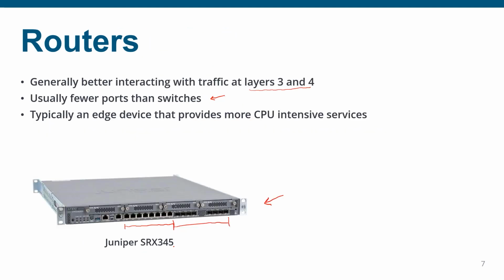However, this router is much more capable at CPU-intensive services, things like quality of service or application layer gateway and things of that sort. This is typically an edge device, something that connects your enterprise to the WAN or to your internet provider, or could be in between different branch offices. This actually falls under the category of a branch office router. The Juniper SRX 345 does.